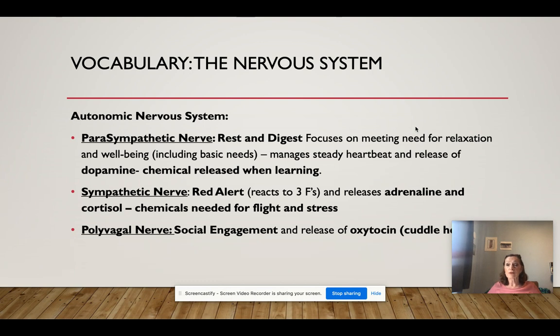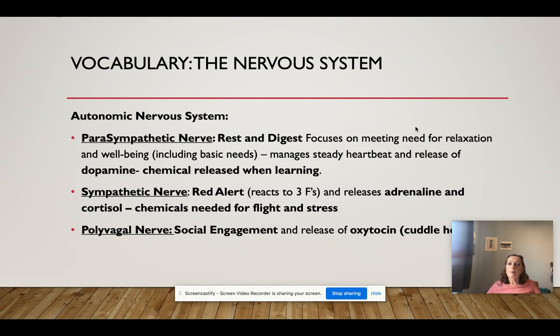And also cortisol. Cortisol is the stress hormone. So they're the chemicals that are needed to flee, and they're dealing with stress. Okay, it's like survival in a situation.